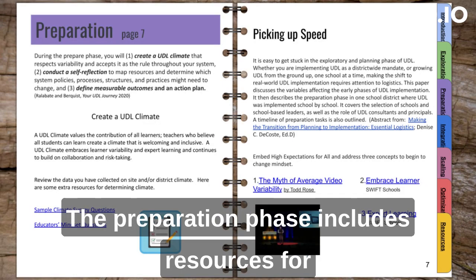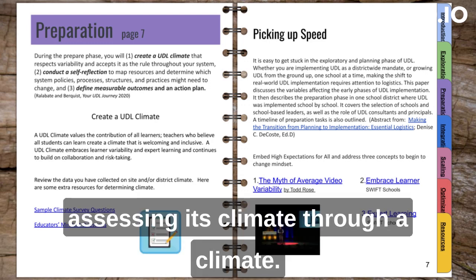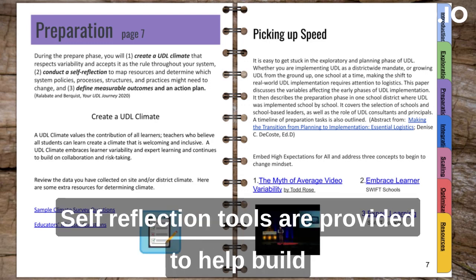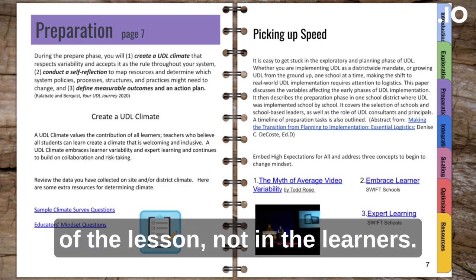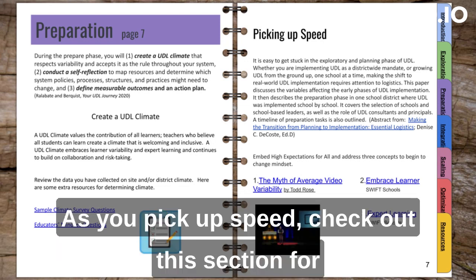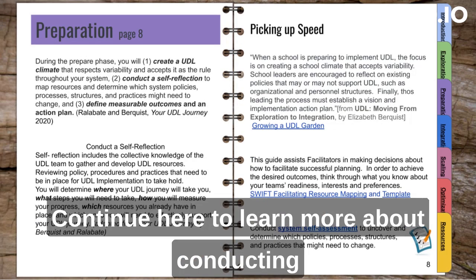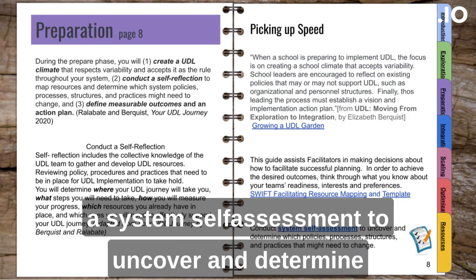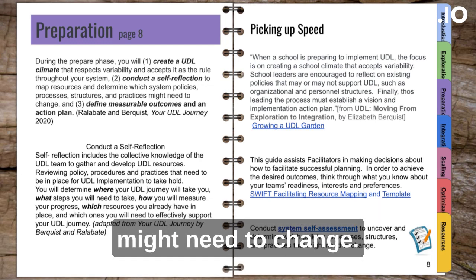The preparation phase includes resources for assisting a district or school in assessing its climate through a climate self-reflection. Tools are provided to help build an environment where barriers are in the design of the lesson, not in the learners. As you pick up speed, check out this section for resources to create an action plan with the school district. Continue here to learn more about conducting a system self-assessment to uncover and determine which policies, processes, structures, and practices might need to change.